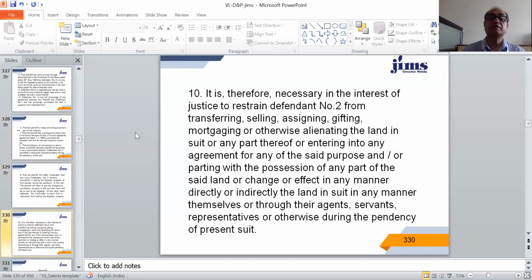Para 10, it is therefore necessary in the interest of justice to restrain defendant number 2 from transferring, selling, assigning, gifting, mortgaging, or otherwise alienating the land in suit or any part thereof, or entering into any agreement for any of the said purposes, and or parting with possession of any part of the said land, or changing or affecting in any manner, directly or indirectly, the land in suit, themselves or through their agents, servants, representatives, or otherwise during the pendency of the present suit.